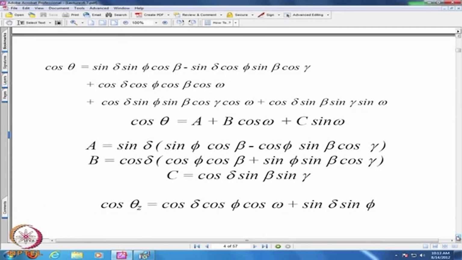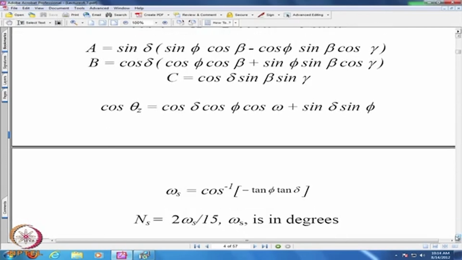If you put beta equal to 0, you will come across the horizontal surface, or correspondingly the zenith angle, which is cosine theta z. Simply you will find that if you put beta equal to 0 in the general equation for cosine theta, you will not find dependence upon the azimuthal angle, which you can expect, because the projection of the outer normal to the surface being horizontal will be a point, consequently there will be no azimuthal angle.